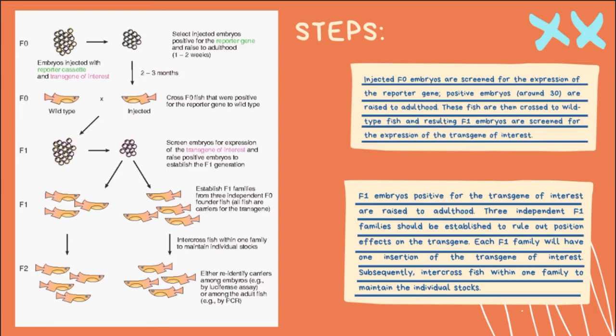Independent Generation 1 families should be established to rule out the position effect on the transgene. Each family will have one insertion of the transgene of interest. Subsequently, intercross fish within one family to maintain the individual stock.